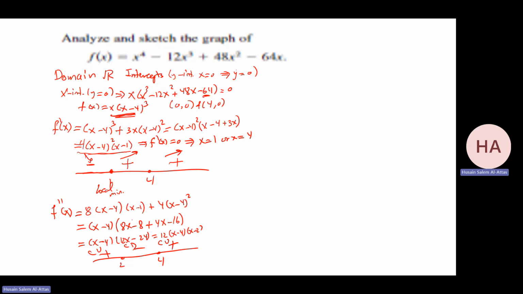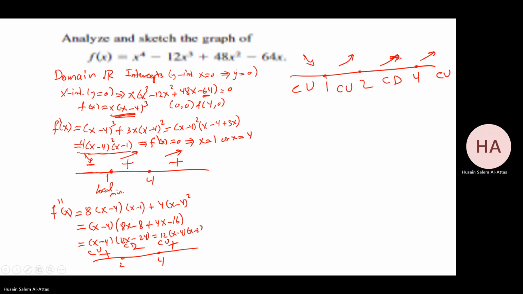Let me put it in one graph. So I have 1, 2, and then 4. Before 1, that will be decreasing. Then increasing all the way. This is concave down, concave up, concave up. This one concave down, and this is concave up. So now I want to graph the function. That will be my function.